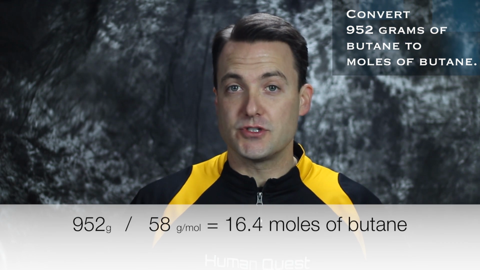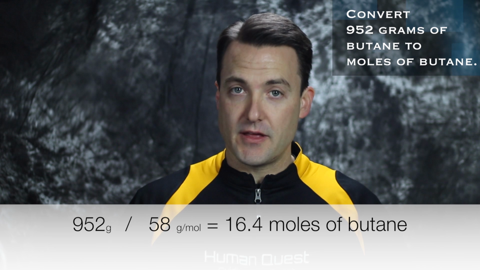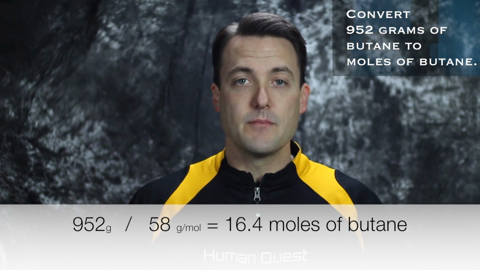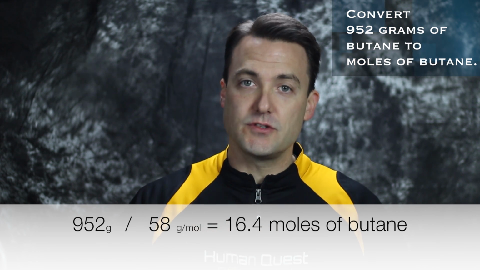This is where some people guess and end up having difficulty with the math. I don't want you to guess. Sure, I'll tell you right now that you should divide 952 by the molar mass of butane, which is 58 grams per mole. But how did I know to do that?